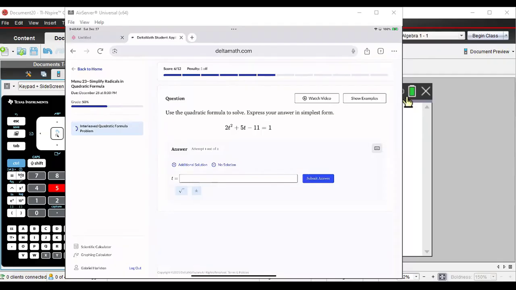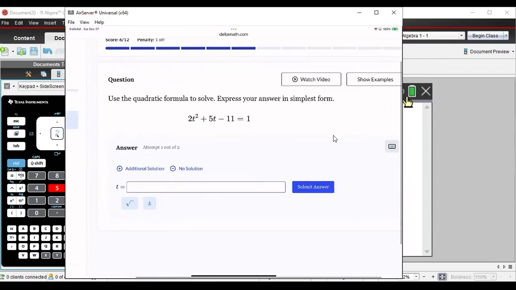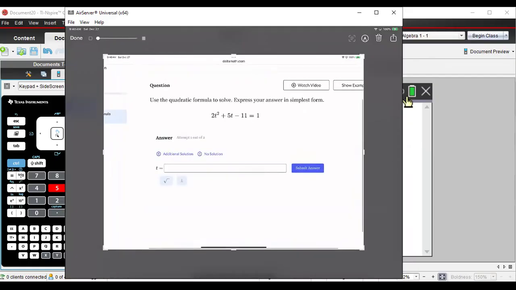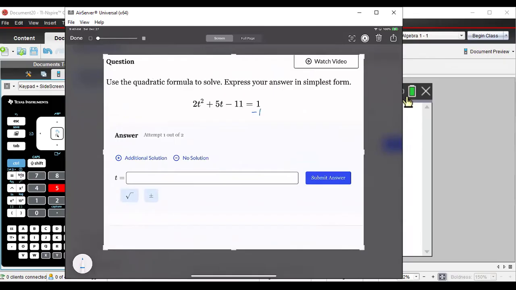So let's go. What you see on my screen is 2t squared plus 5t minus 11 equals 1. Now, it is a quadratic equation, but it's not equal to 0. So I've got to do that part first. I'm going to subtract 1 from both sides. And so what I have here is 2t squared plus 5t minus 12 equals 0.